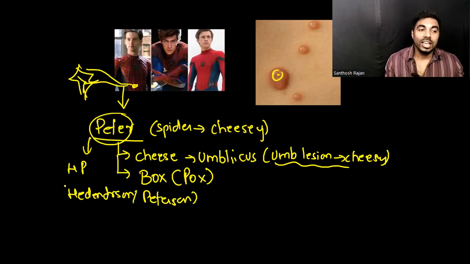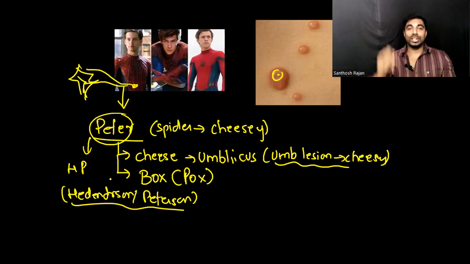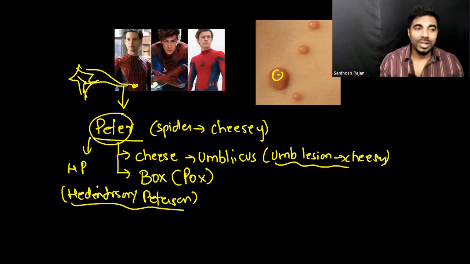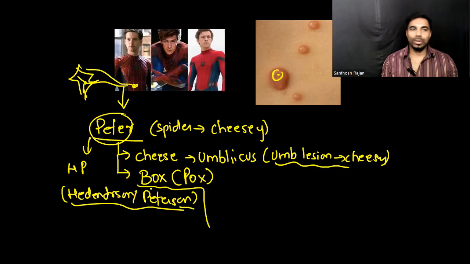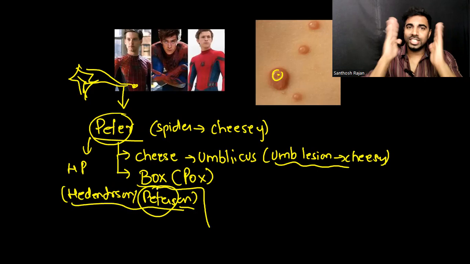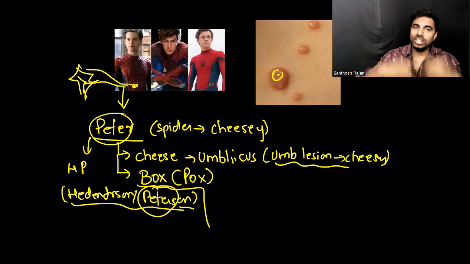There is another HP, you may get confused. Halberstaedter-Prowazek bodies come in chlamydia, in trachoma. That is different. Here it is Henderson-Peterson, so Peter has come in. Because of that, you are always confused. Paul is Epstein-Barr virus. Peter: cheesy, umbilicus, pox. Why did I say box, pox?